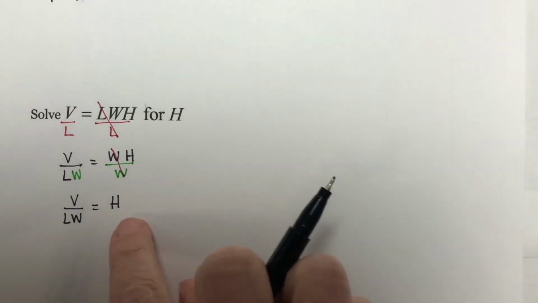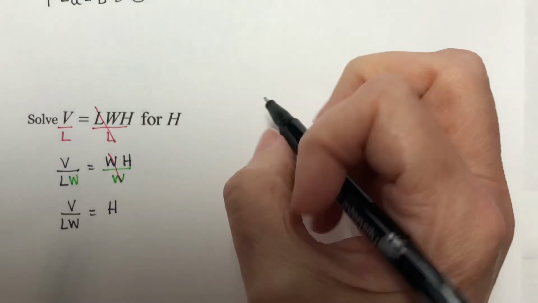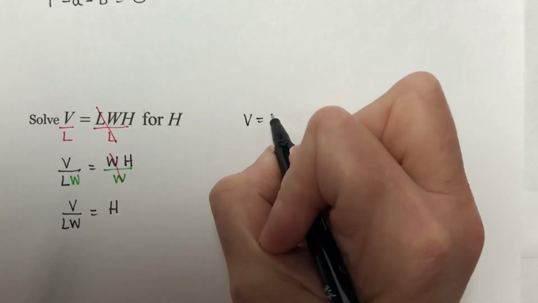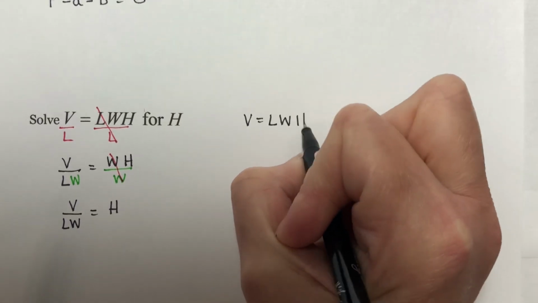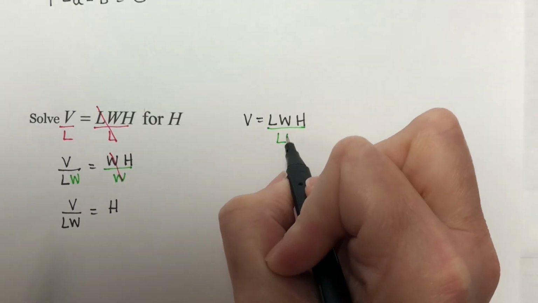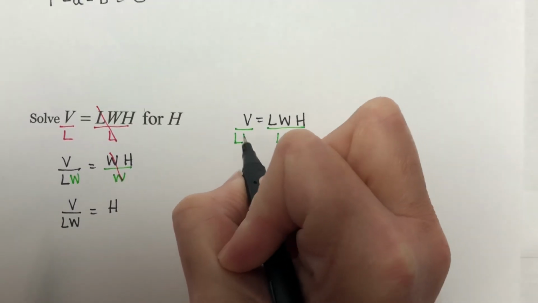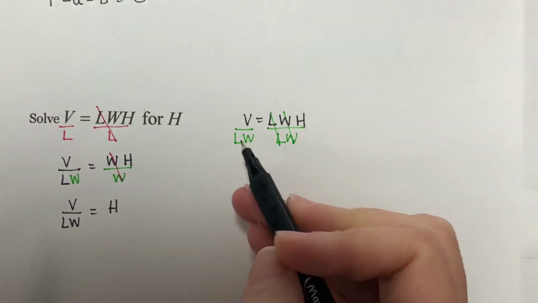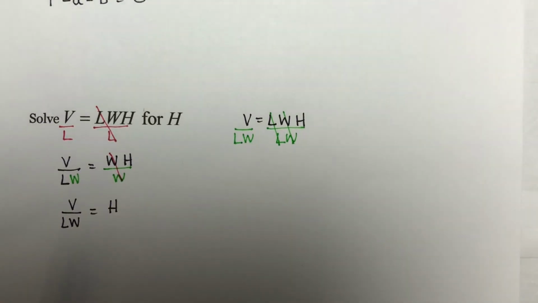Now if I did this in one step, and that's probably how most of you will end up doing it, it would just look like this. I would just divide both sides by LW since they're multiplied. Those would both cancel out and I'd get there in one step. That's all.